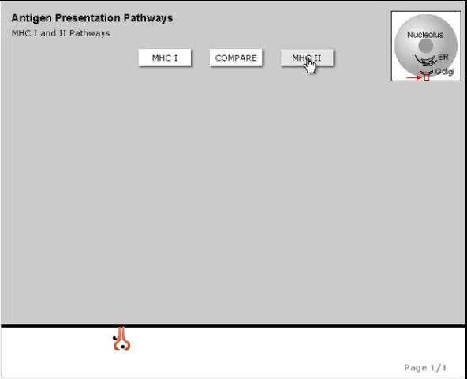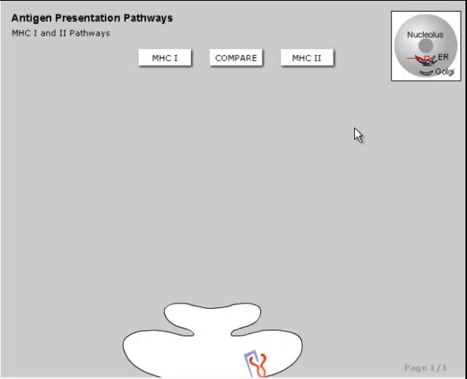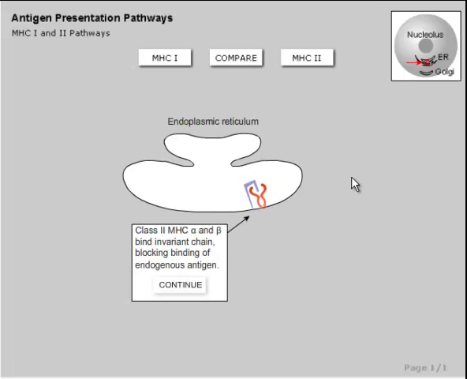If we look at the process for the major histocompatibility complex number 2, we'll see it's just a little bit different. So our major histocompatibility complex 2 is actually bound to an invariant chain, so it's got another peptide linkage in here that actually blocks the binding of endogenous antigen. So the antigen that's come in and got digested by the proteasome is not going to be able to bind directly to the major histocompatibility complex 2. You have to have further processing of this protein to allow it to bind to actually exogenous antigen.